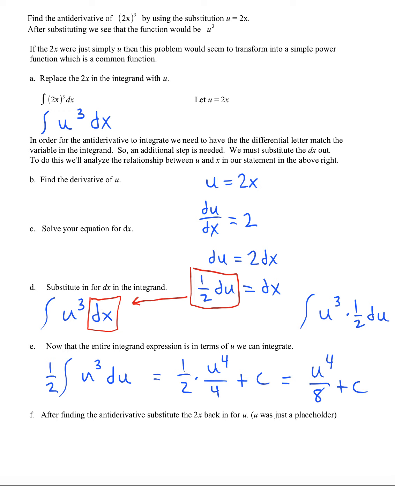Now that's good. We made a lot of good progress so far. However, the original problem asked for the antiderivative of (2x) raised to the 3. It didn't talk about u. U was something that we arbitrarily introduced in order to make the integration possible. So we're going to go back to our original definition of u as 2x, and then replace the u in our final formula with 2x. So we'll have (2x) to the 4th over 8 plus c. And that will be our final answer.